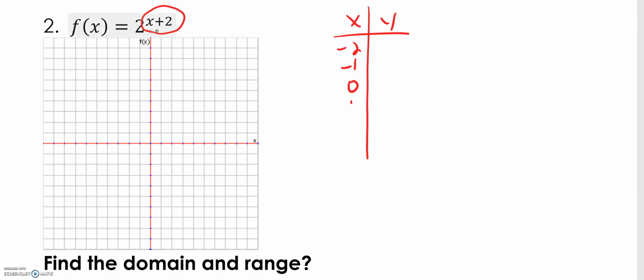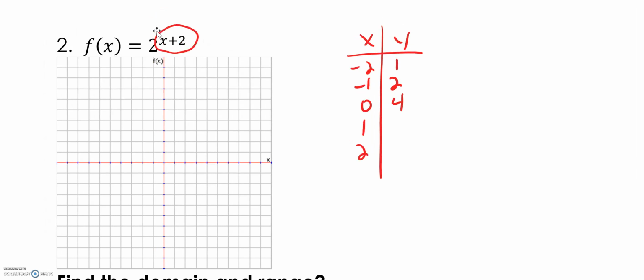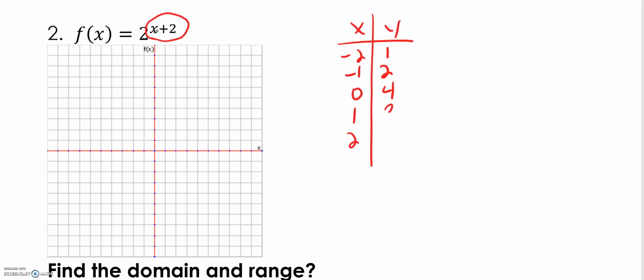-2, -1, 0, 1, 2. And we're going to plug those in. If I plug in -2, -2 plus 2 is 0. 2 to the 0 is 1. -1 plus 2 is 1. 2 to the 1st is 2. 0 plus 2 is 2, and 2 to the 2nd is 4. 1 would be 2 to the 3rd, which is 8. And then 2 would be 16. That's kind of high. We don't have to graph that one.